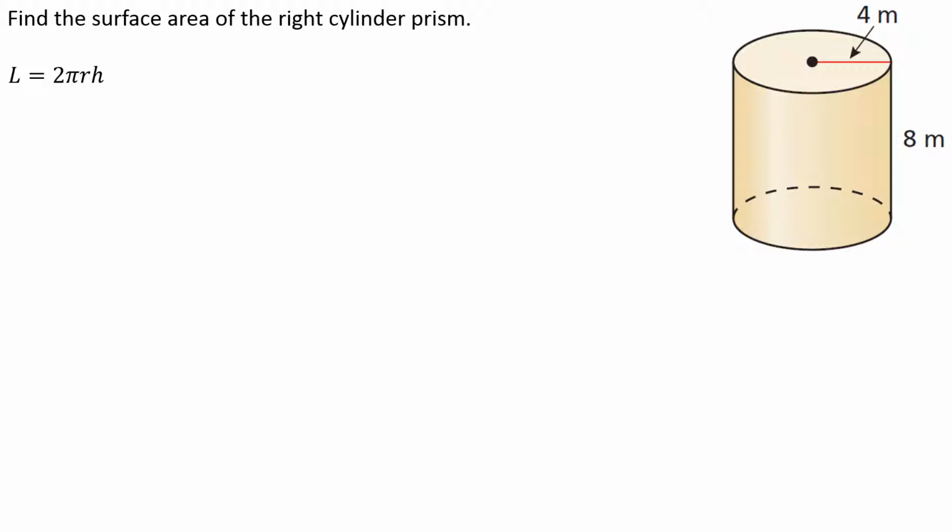Looks like the radius r is 4. The height h is 8. So I plug those in. 4 times 8 is 32. But I can remember there's a 2 out in front also, so 2 times 32 is 64. Lateral area, 64 pi.